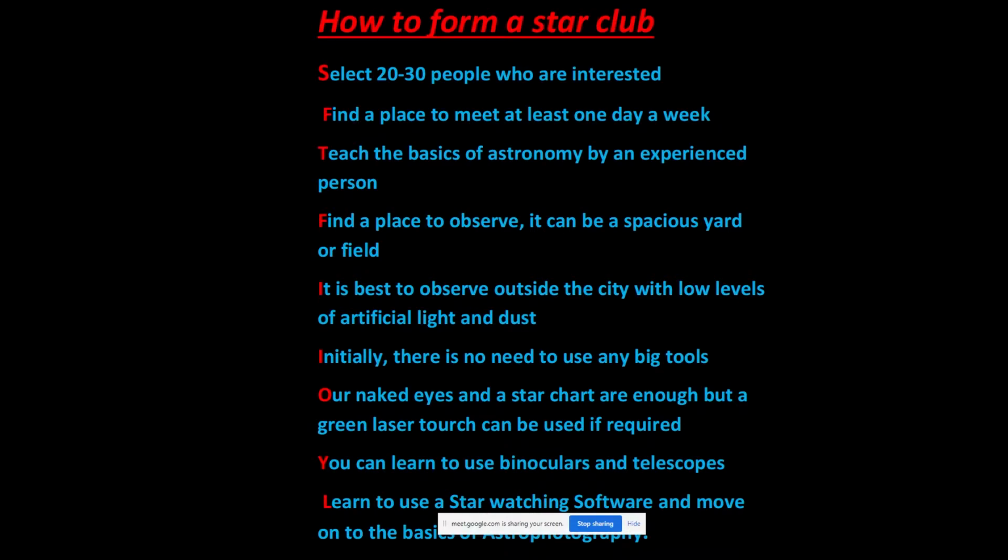So the interested persons, you can select them with a quiz program or interview or something like that. Then find a place to meet at least one day a week. That is very important. A meeting, an association, not a Facebook association, not a WhatsApp association. You physically present in some place, or some classroom, or some place like that. Take the basics of astronomy from an experienced person. That is very important.